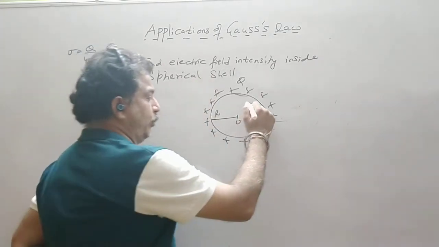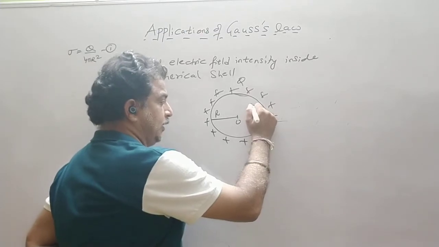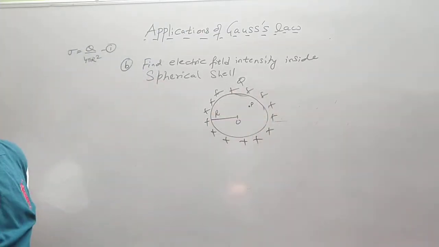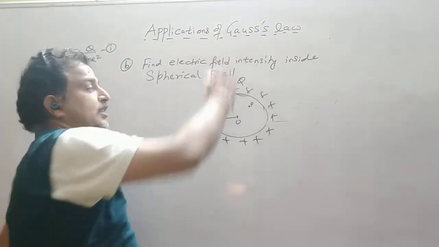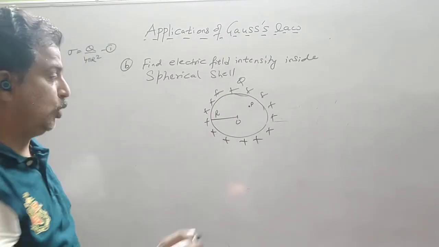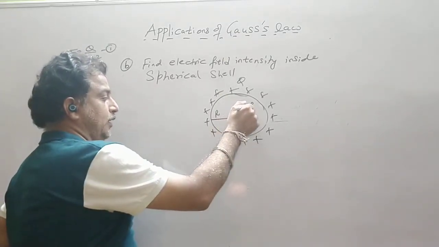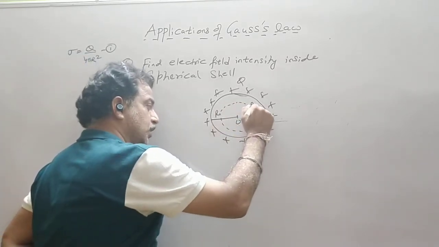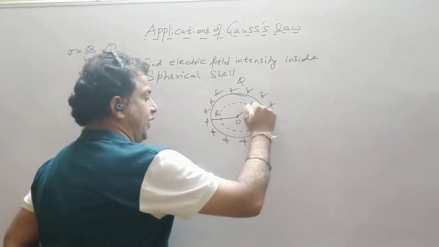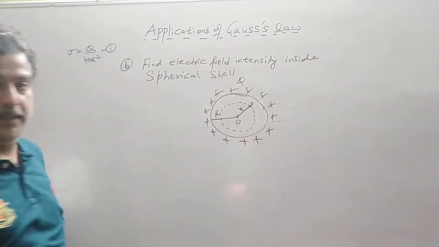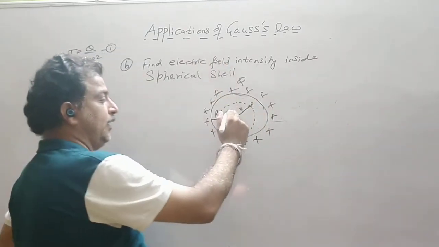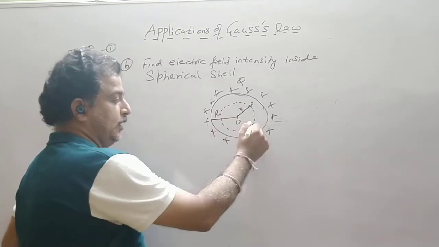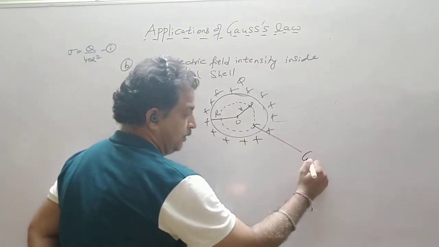So I take a point inside this. Now when you have to apply the Gauss law, the first step is to imagine a Gaussian surface. So let us consider this as an imaginary Gaussian surface. Its radius becomes small r. So small r is the radius of the Gaussian surface. Now this is your Gaussian surface.